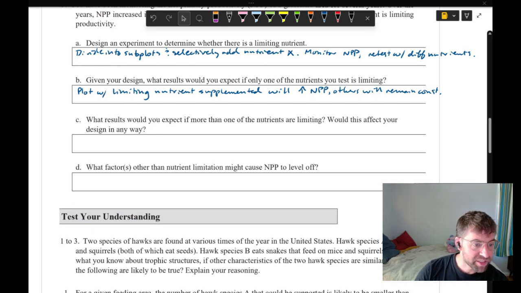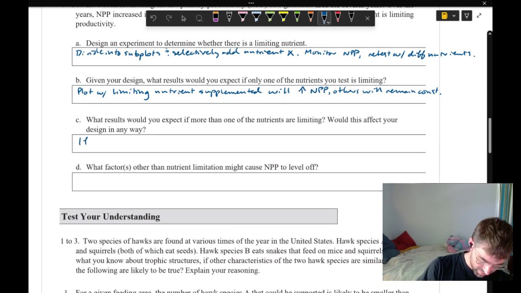What result would you expect? So we're skipping back ahead now. What result would you expect if more than one of the nutrients are limiting? Would this affect your design in any way? If your test plots are each set up to test the addition of a single nutrient, you would likely see no difference across all plots if more than one is limiting.